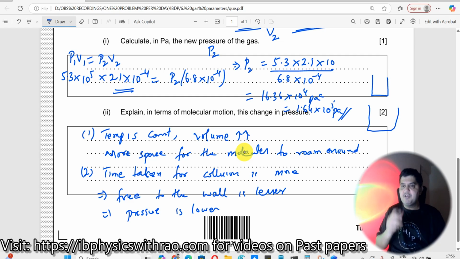See, you need to mention what you have found out here, otherwise you will not get marks. Don't just mention when volume increases, pressure decreases, in accordance with Boyle's law. You can mention that, but you might get only 1 mark over there. You need to explain because the command term is explain. You need to fully explain.